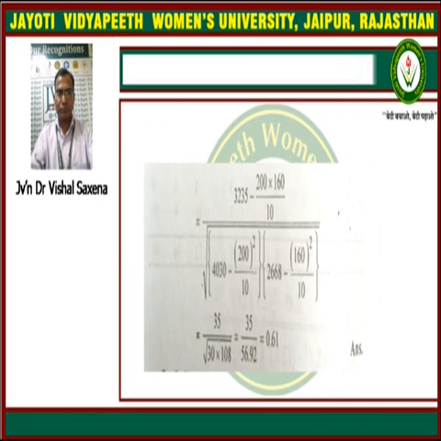Now we just have to put all the values in this formula of r, and when we solve this, the value of r becomes 0.61. So 0.61 is the correlation coefficient between the two variables x and y.